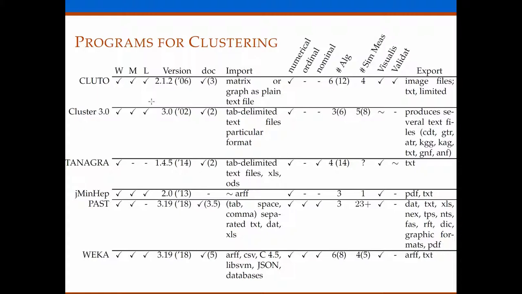Regarding the measures, PAST is the best. The plus stands for the fact that you can define your own similarity measure. I think that's a really nice feature. You can only define your own similarity measure, but that's a very cool thing to do, I think. So if you miss a similarity measure in PAST, you can still set it up on your own.